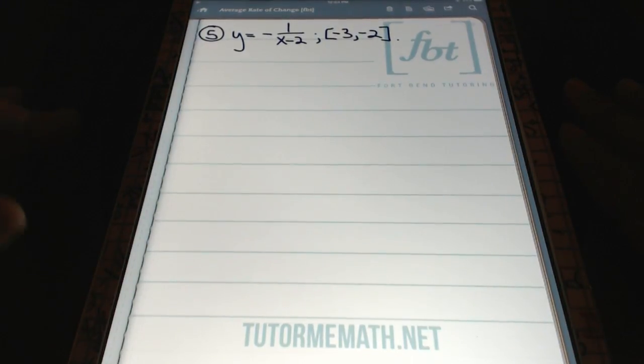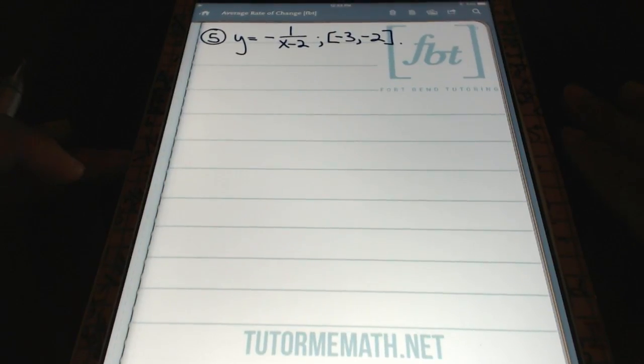Let's continue with today's lesson, guys. All right, so here we have problem number 5. Problem number 5, we have y equals negative 1 over x minus 2, and we're moving from the x values of negative 3 all the way to negative 2. That's right, a short little run. And since we have a rational function here, this will be our first time that we're doing the average rate of change with a rational function. So let's see how it works out. All right, so the first thing we need to do is find out what our f of b value is.